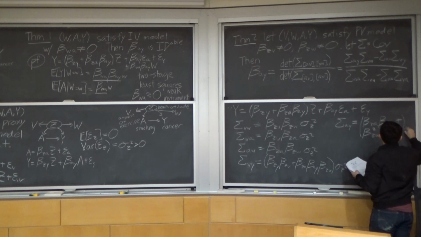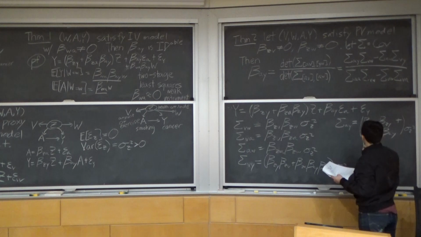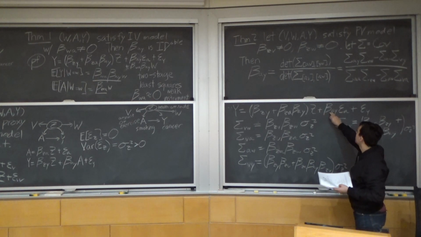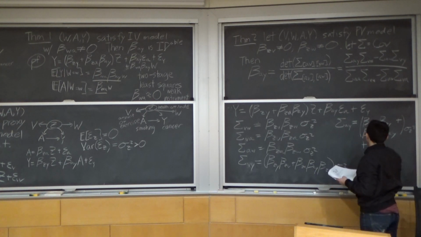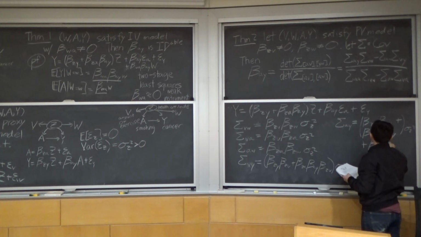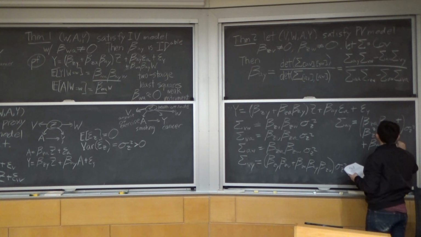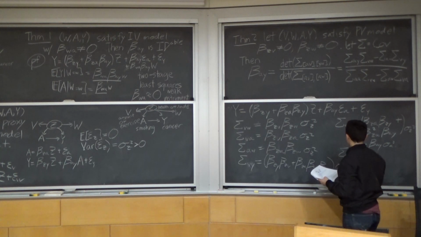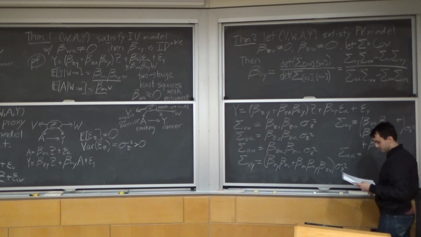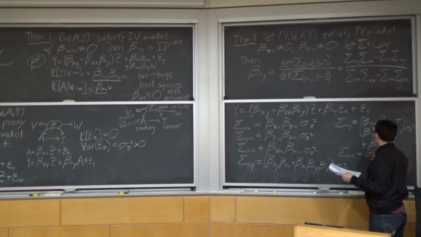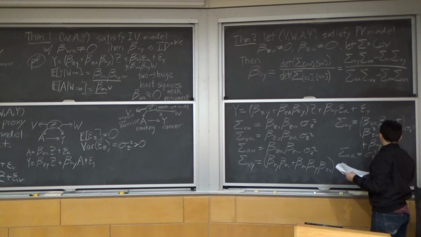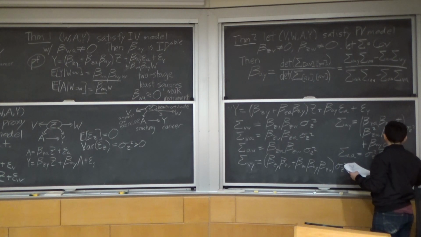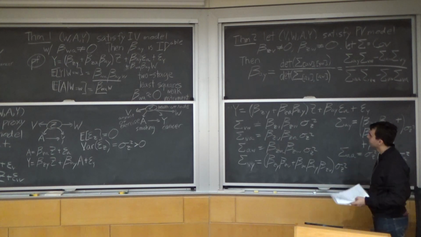That's all times sigma Z squared plus, in this case, we have additional covariance coming from this. So that's going to be beta AY times sigma A squared. And then the variance of A is sigma Z squared beta ZA plus sigma A squared.